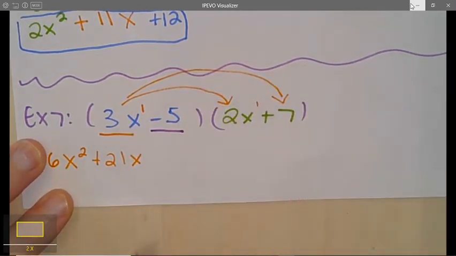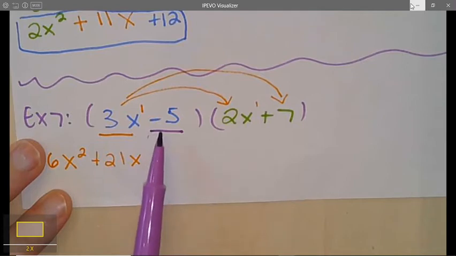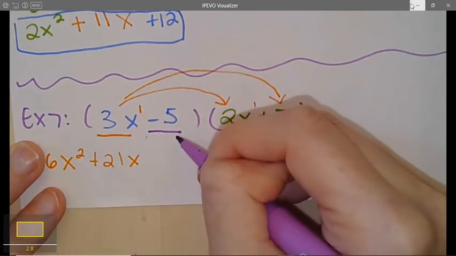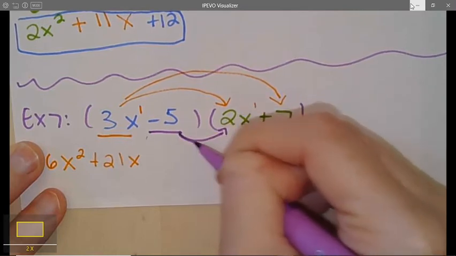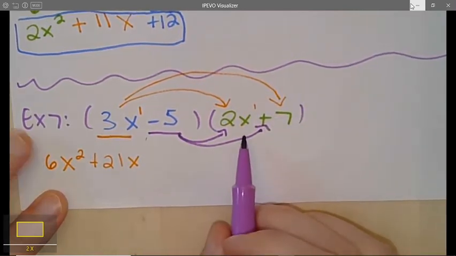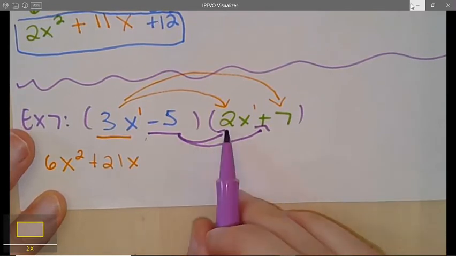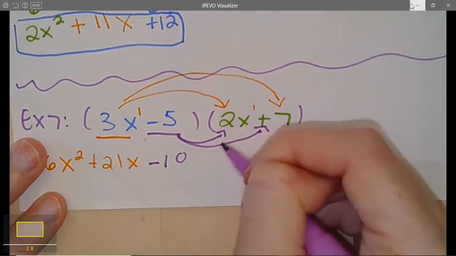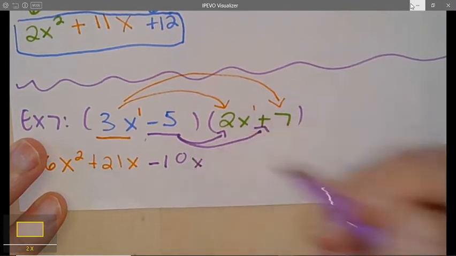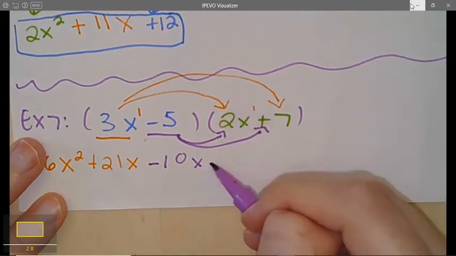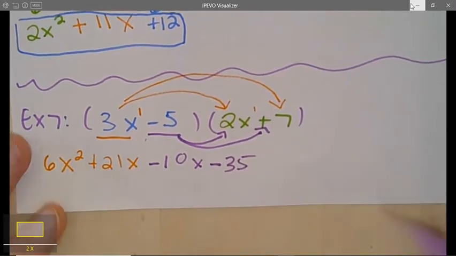Now I'm going to do the same thing with the other term, which is negative 5. Be careful, you guys, that negative sign is attached to the 5. So this is a negative 5. I'm going to take negative 5 and distribute it to every single term in this parenthesis. Negative 5 times 2x: negative 5 times 2 gives me a negative 10, and I don't have an x to combine to, so I'm just going to bring it on down. Then negative 5 times 7 gives me a negative 35.